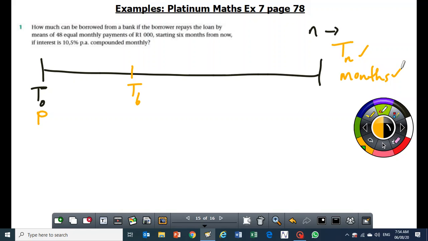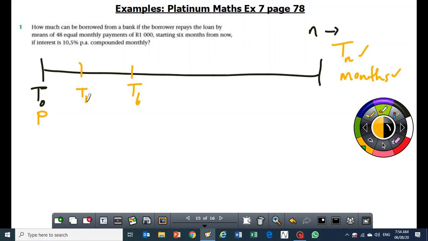You need to understand that a month is the time period between, say, T naught and what? And T1. That's 1 month. Then your second month will be between T2 and what? And T1. The third month between T3 and what? And T2.